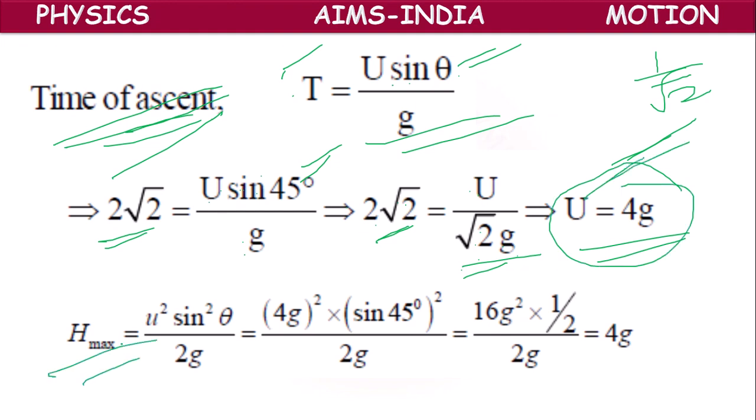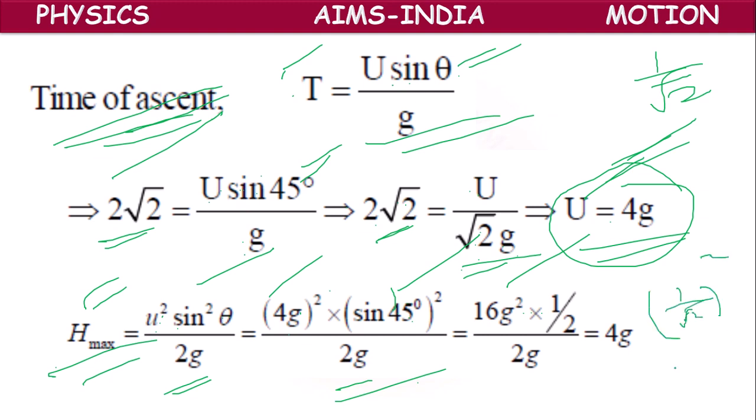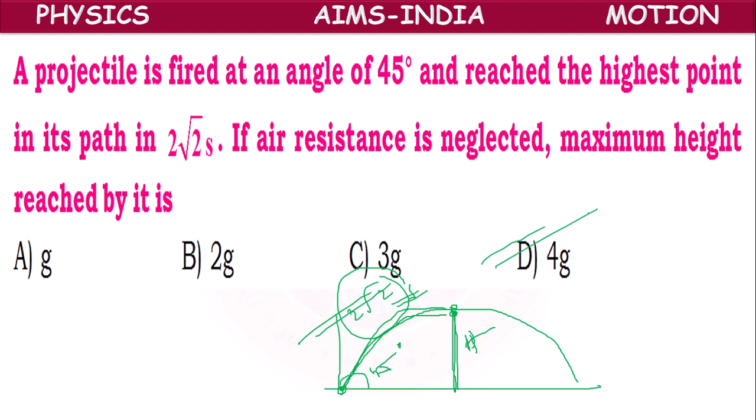Now H max. What is the maximum height? U square sin square theta by 2g. H max formula, where U value is 4g. Let's substitute that. Theta value 45 degrees. 4g whole square means 16g square into sin 45 degrees, 1 by √2, whole square, which is equal to 1 by 2, by 2g. 16g square into 1 by 2 by 2g. One g cancels. 2 8 times 16, 2 4 times 8. Only 4g will remain. So answer 4g, D option 4g is the correct option.